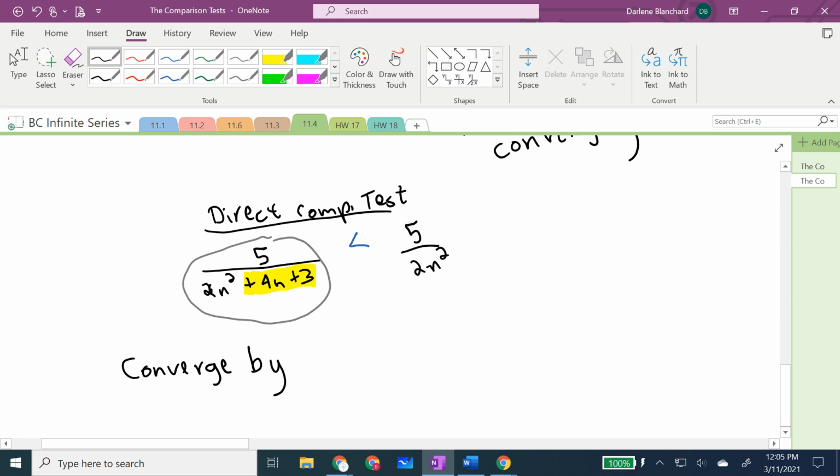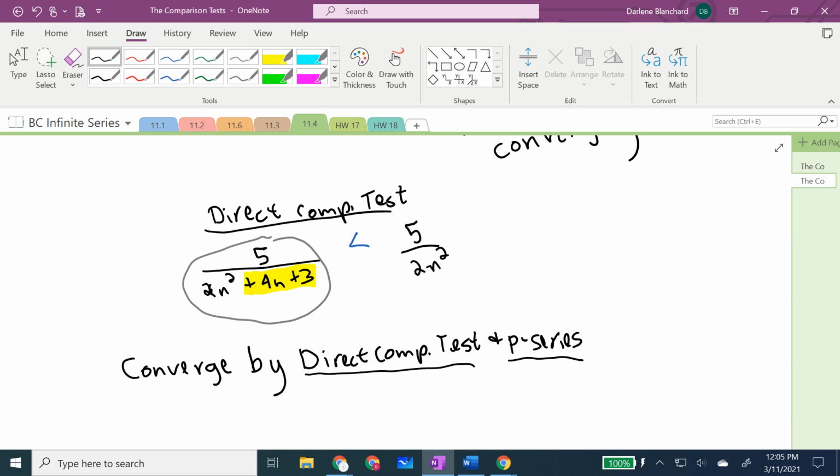And if you have not already stated them within your work, make sure you know that the tests used were two tests: direct comparison and p-series. Anytime you use a comparison test, a second test must go with it. A comparison test on its own isn't sufficient.